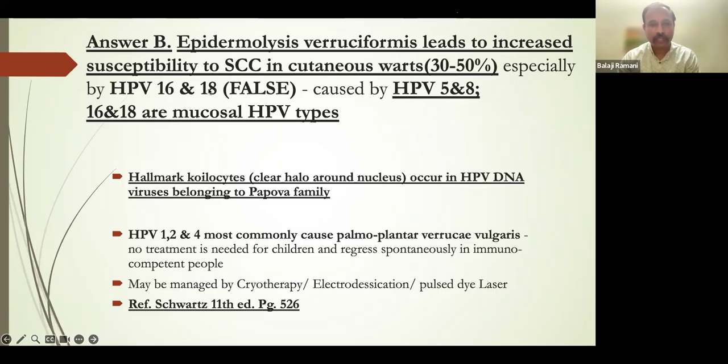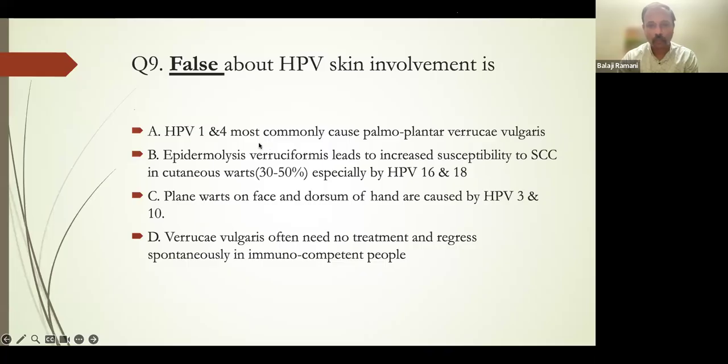Remember, 16 and 18 are the mucosal types. They are not caused by 5. They are not something that causes the cutaneous SCC. Cutaneous SCC is linked to HPV 5 and HPV 8. So, human papilloma virus, if you look at options 1 and 4, commonly cause the palmoplantar warts, that is correct. Epidermolysis verruciformis, increased susceptibility to SCC happens, but it is not 16 and 18. The type is actually 5 and 8.